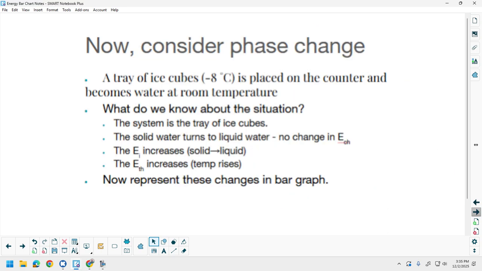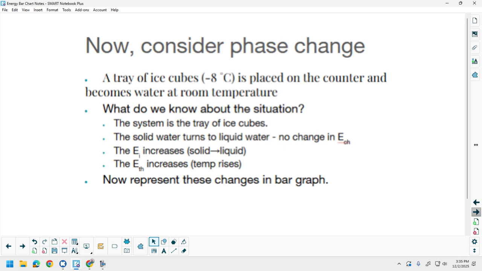Now, what if we do have a phase change? So we have a new example here. Tray of ice cubes at -8 degrees Celsius is placed on the counter and becomes water at room temperature. Uh-oh, somebody left the tray of ice cubes sitting on the counter. So what do we know about the system, or about the situation? First off, the system is the tray of ice cubes. So that's what we're looking at. That's what we're going to be considering the energy of.